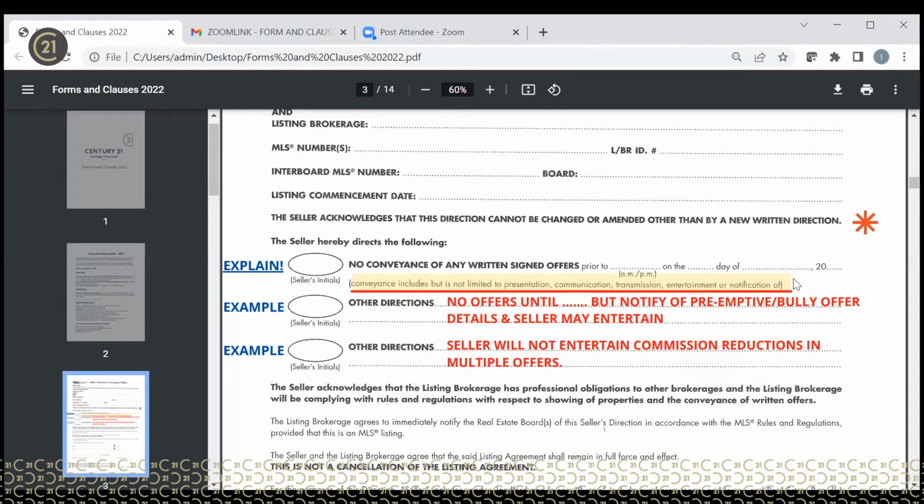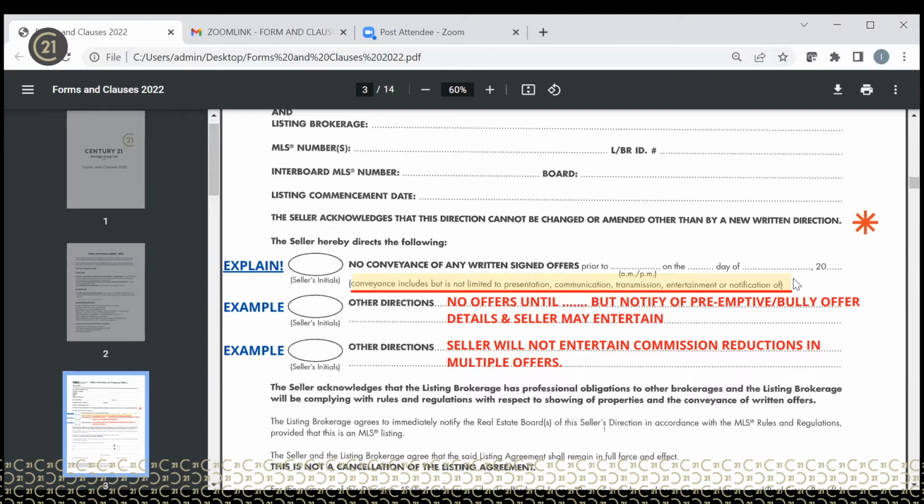So what this is saying to you is, if you get a bully offer, you're not to tell your seller client. Now, I think a seller client would be quite upset if there were a fabulous bully offer that came through and you didn't tell them about it. So I advise agents to steer away from that first area of this form.